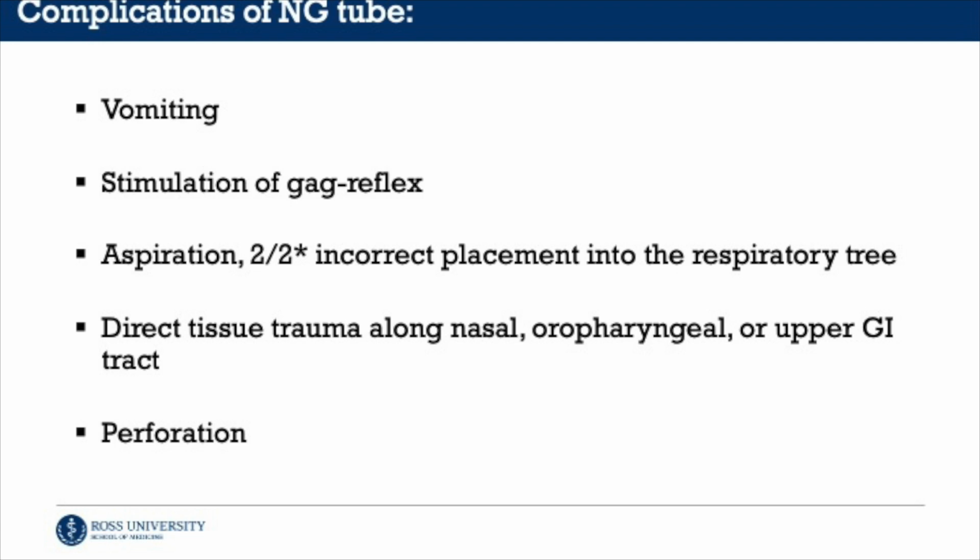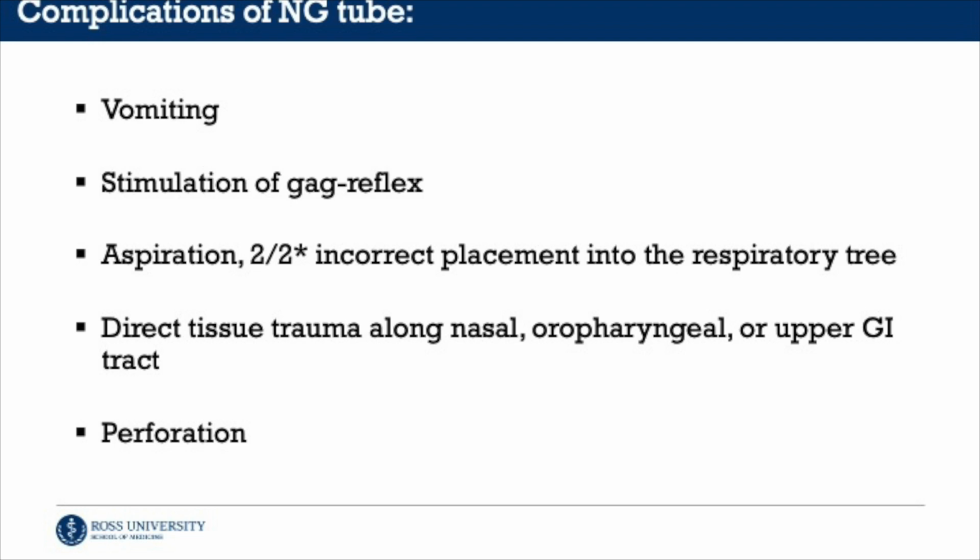The tube itself could also cause direct tissue trauma along the nasal, pharyngeal, or upper GI tract. Nasal alar ulceration or necrosis could occur from improperly securing the tube or placement of too large of a tube in an unconscious patient who cannot really convey their discomfort, which can lead to pressure ulcers and even alar necrosis.